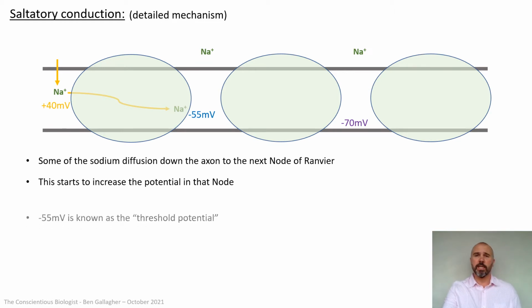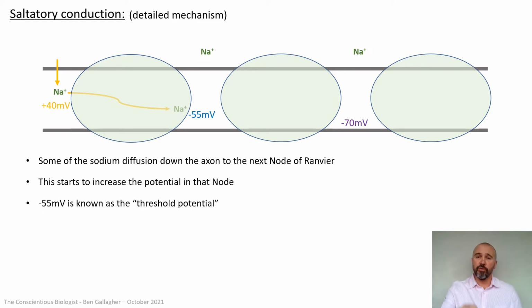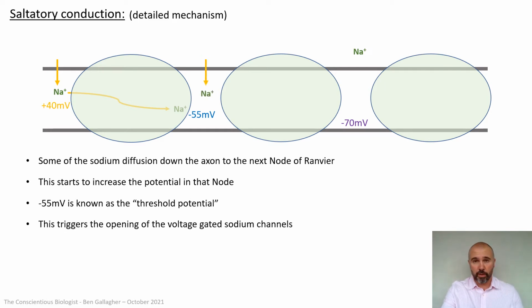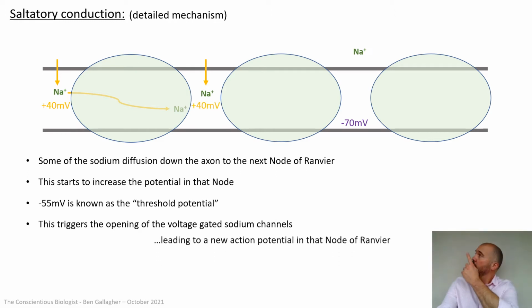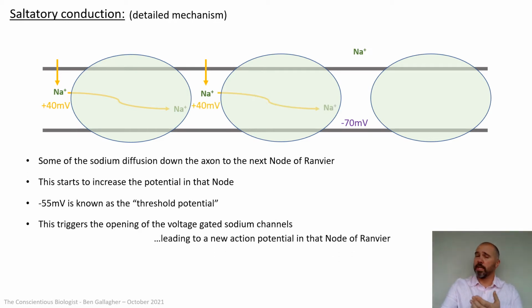But as long as it hits that threshold, the sodium voltage-gated channels should open at that node of Ranvier. That's going to allow an influx of sodium, which is then going to jump it to an action potential at that node of Ranvier. And then the same thing just repeats. The sodium diffuses down, raises the resting potential to threshold potential. That triggers the next action potential in that node of Ranvier, and it moves on down to the next one.